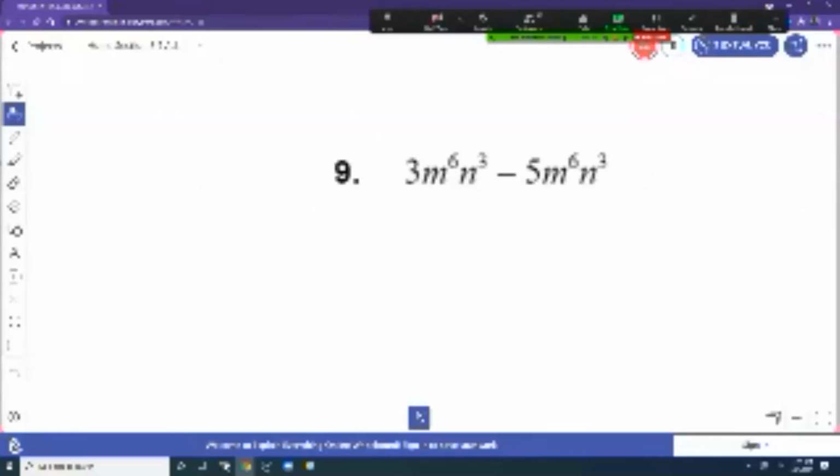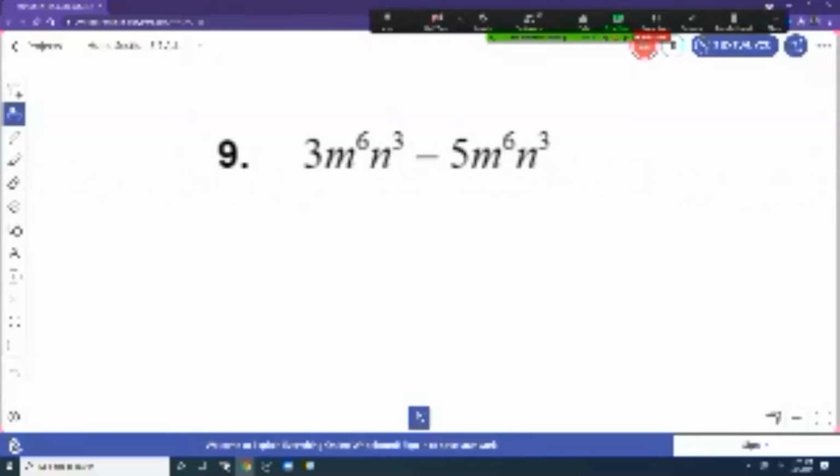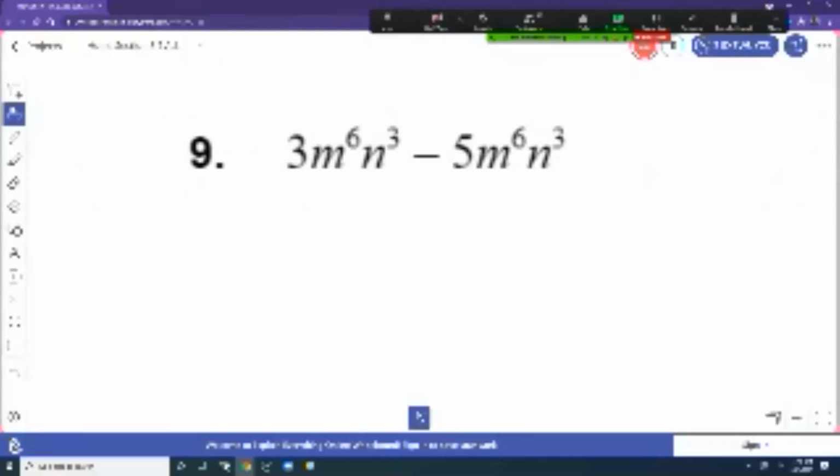Number 9, are we multiplying, adding, or subtracting? We have 3m to the 6 n cubed minus 5m to the 6 n cubed. Can somebody tell me what we're doing here? Are we multiplying, adding, or subtracting? I'm asking the whole class.